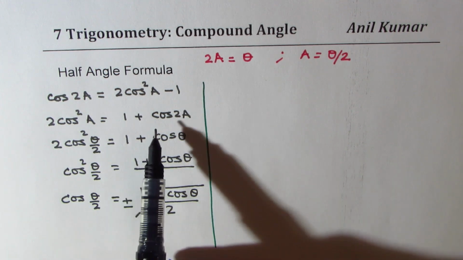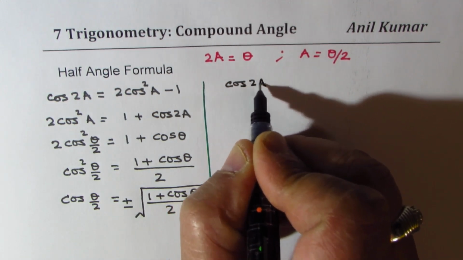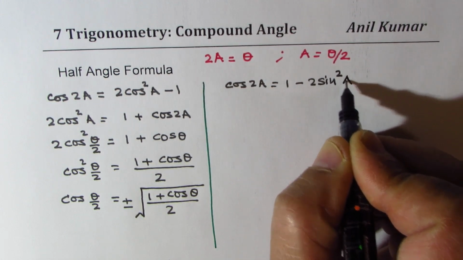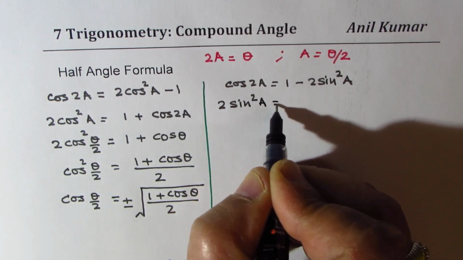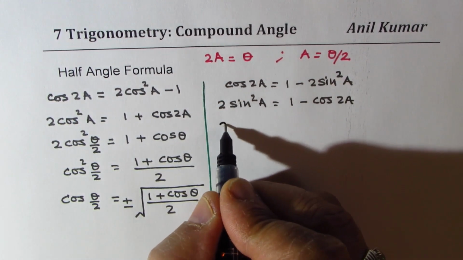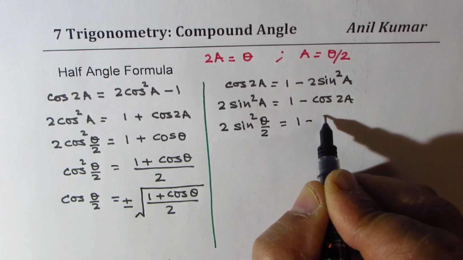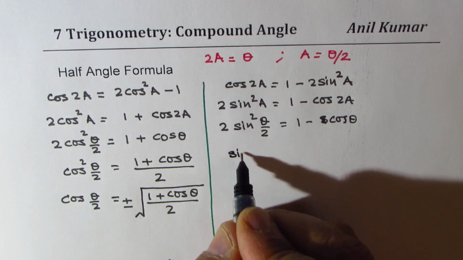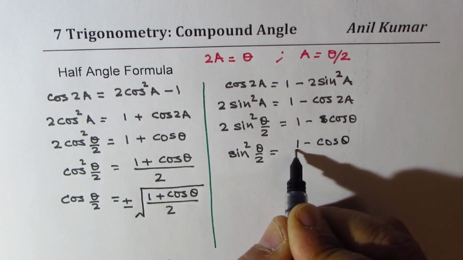Now if I begin with the other form of double angle formula for cos, which is cos of 2a equals 1 minus 2 sine square a. Isolating this time, 2 sine square a will be equal to 1 minus cos 2a. Making this substitution, we get 2 sine square theta by 2 equals 1 minus cos theta. Isolating, we get sine square theta by 2 equals 1 minus cos theta divided by 2.